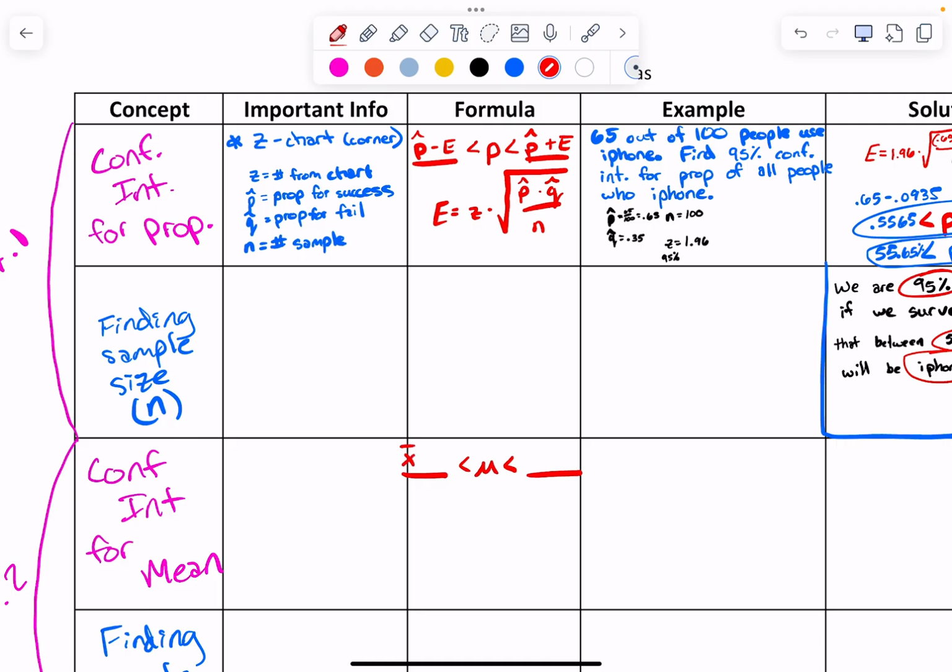X bar minus the error, and X bar plus the error. Kind of like p hat, but instead of p hat, it's X bar. And to calculate the error, it's the same formula, kind of, a little bit.